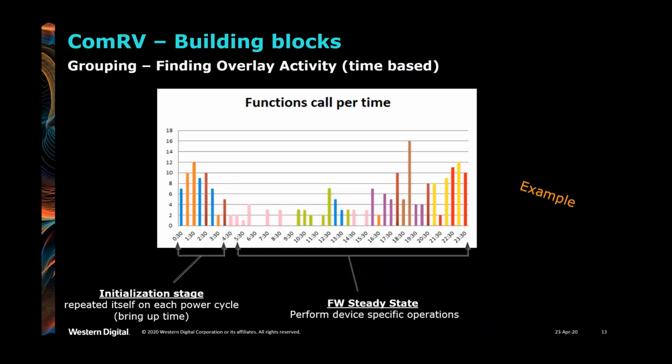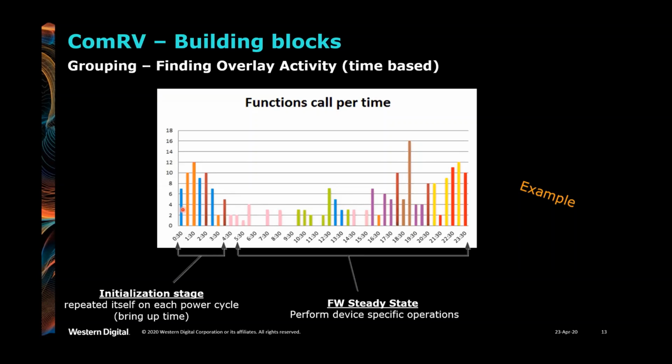So I want to share with you now one of the utilities we provided with the toolchain, the grouping tool that I mentioned earlier. And I want to explain a little bit how it works. So here we can see a histogram, which is based on time. Each bar here represents a function, an overlay function. So for example, orange is a function and blue is also a function.